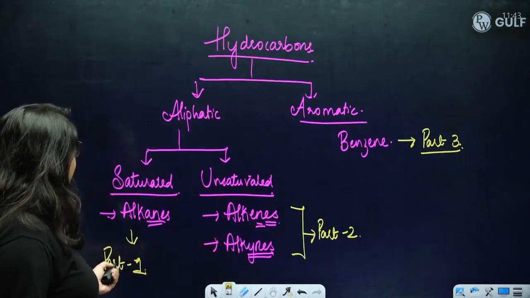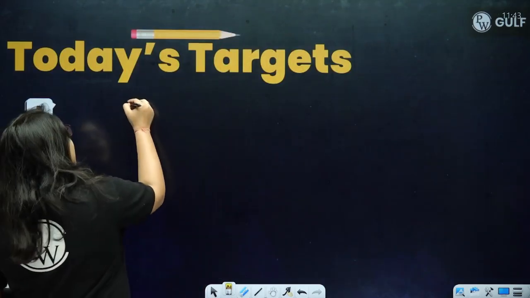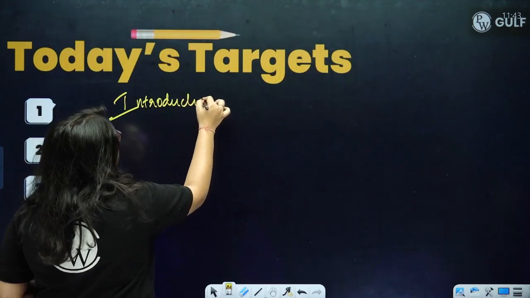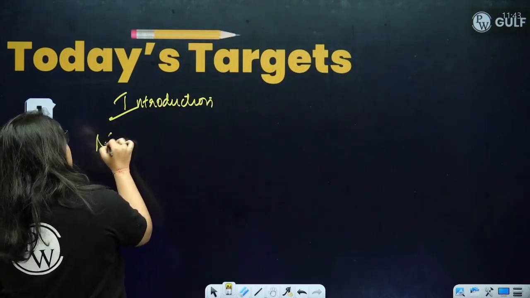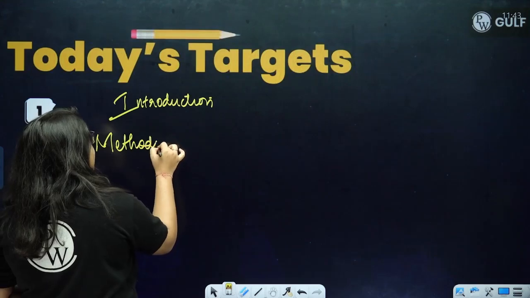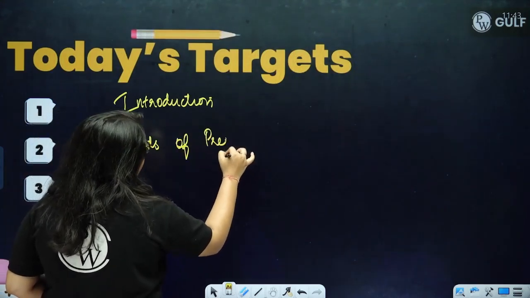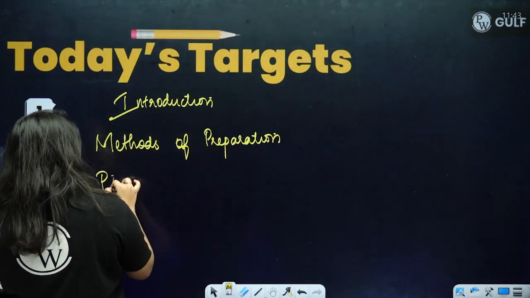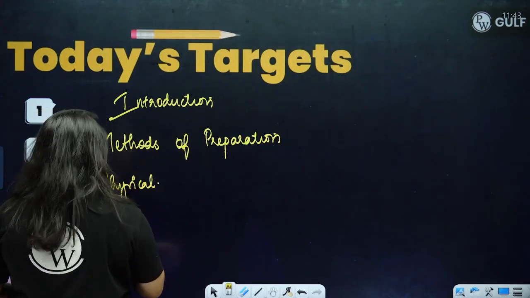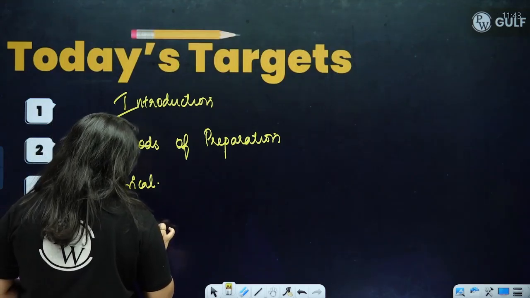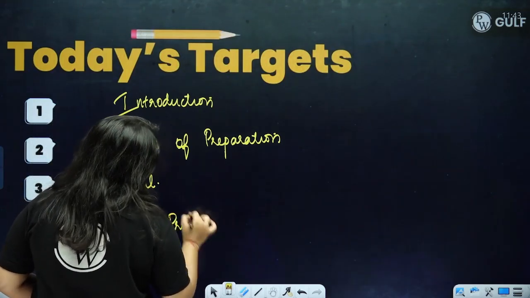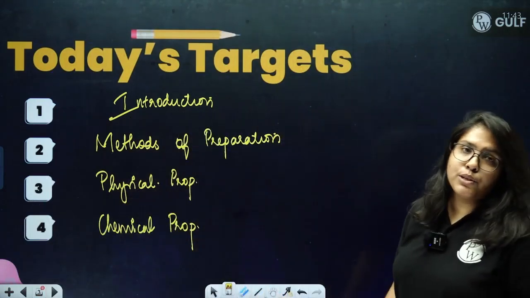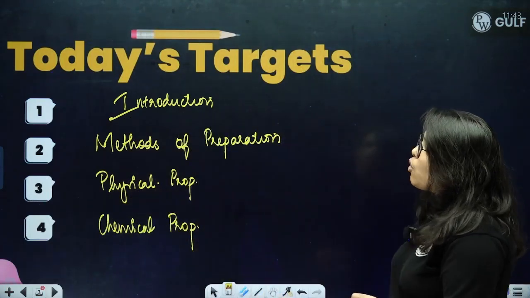What exactly are we going to learn with respect to alkanes? So we are, of course, going to have the introduction. What exactly are alkanes? Okay, introduction of alkanes. After that, we will be learning about their methods of preparation, and after this, we will be learning about their physical, followed by their chemical properties. So this is what our session today is going to be comprised of. Now let's start off with the hydrocarbons.